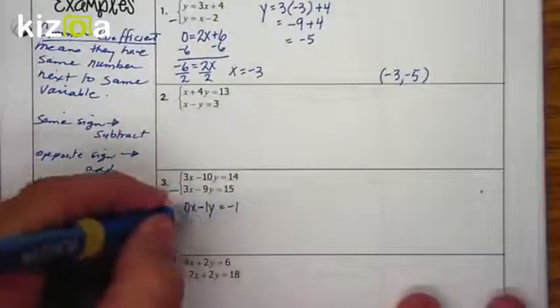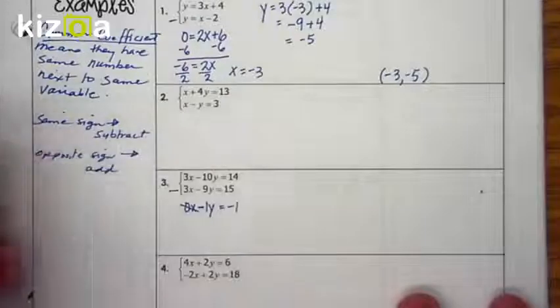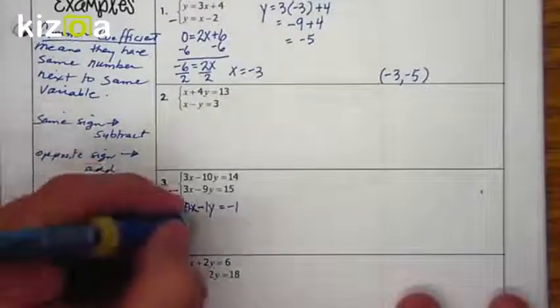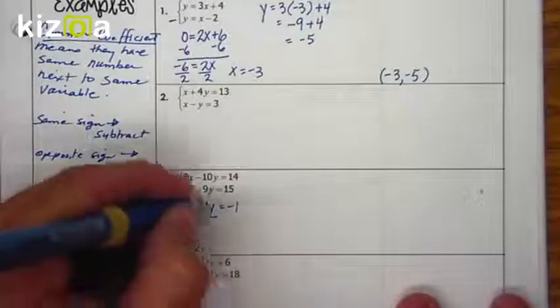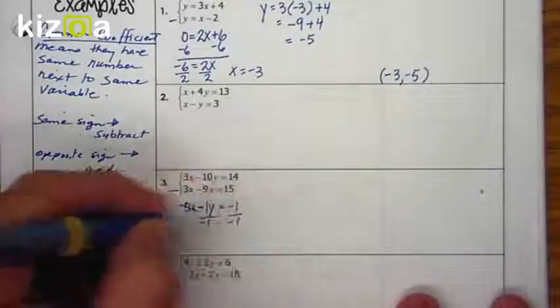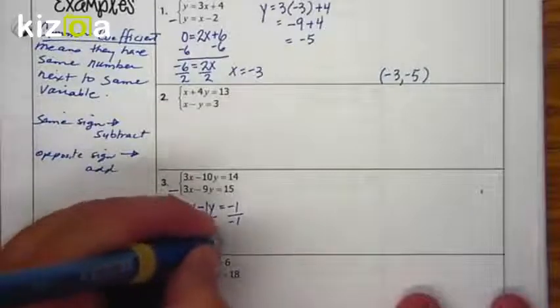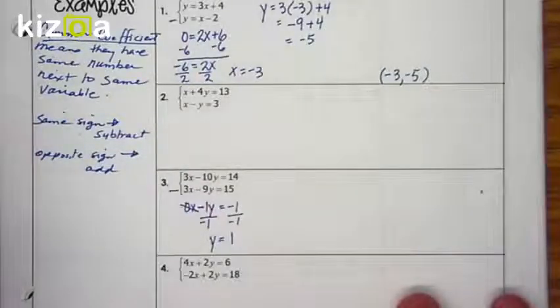So that gives me an equation. Since 0x is 0, we don't need it. That gives me negative 1y is equal to negative 1. I need to get y positive and singular, so I'm dividing by negative 1 on both sides. I've got the value of y is equal to positive 1.